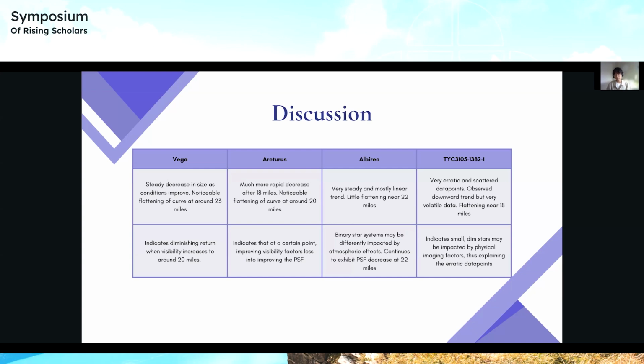So while the same trend was still observed, this very volatile data indicates that astronomy equipment is sometimes not well suited to photograph these very small objects. So a more stable imaging system can be used to analyze even smaller targets in the future.